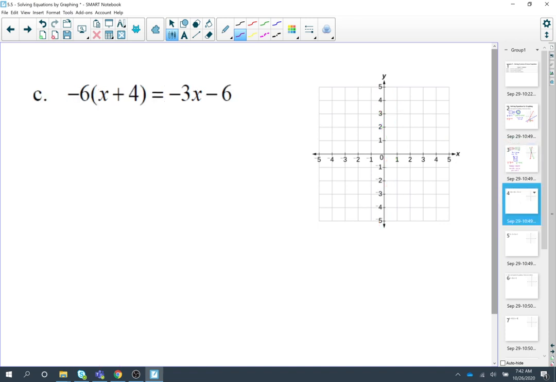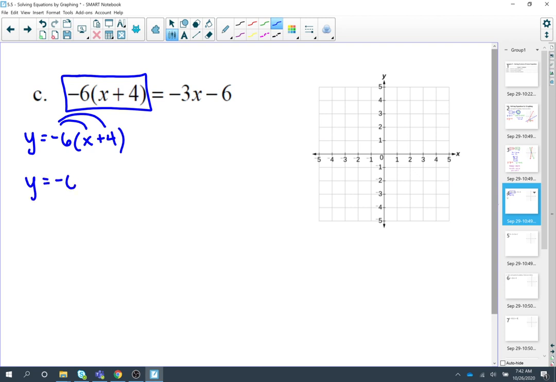Letter C, -6 times x plus 4 equals -3x minus 6. So again, we can solve this one algebraically, but I'm going to go straight to graphically. The left side, I'd be looking at y equals -6 times x plus 4. Now, that's not in y equals mx plus b or slope-intercept form, so the first thing I'm going to do is distribute. Y equals -6x minus 24. Now that I'm looking at this, I don't know how much I like it. We'll come back to that in a minute.